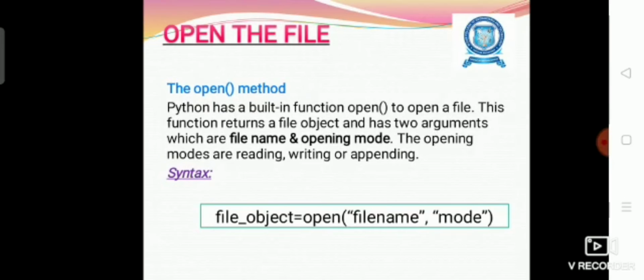So first, now we are going to see how to open the file. What is the method available for opening a file? To open the file, Python has a method called the open method. This is a built-in method, the built-in function. The function is otherwise called a method. So Python has the built-in method open to open a file. This function or method returns a file object.